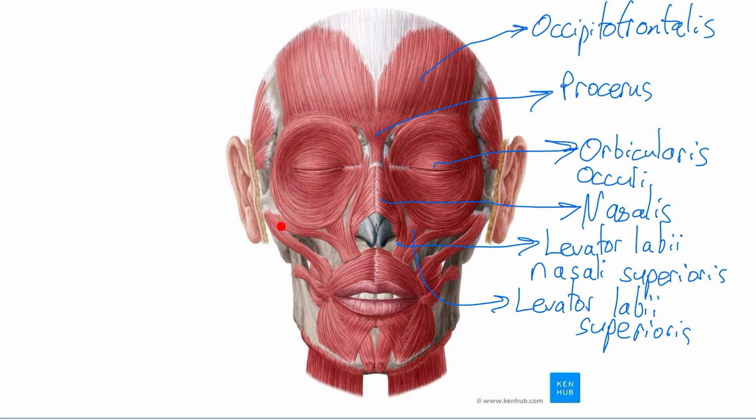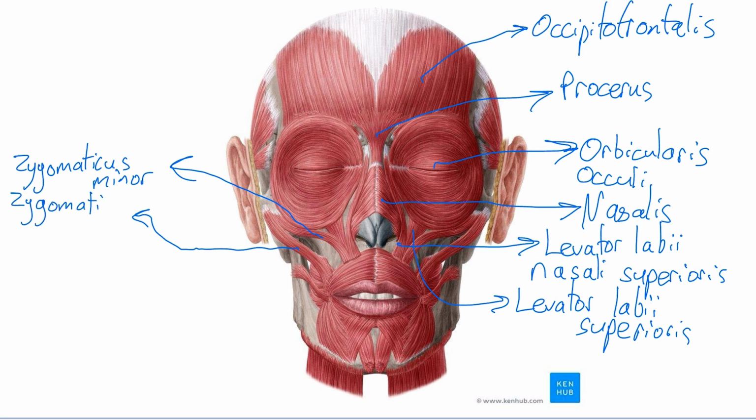Let's go even more laterally, and what we see is around the zygomaticofacial foramen. So we would call this top part zygomaticus minor. Remember minor over major. Why? Because the next one inferior to that is the zygomaticus major muscle. And these two are kind of smiling muscles, grinning muscles.